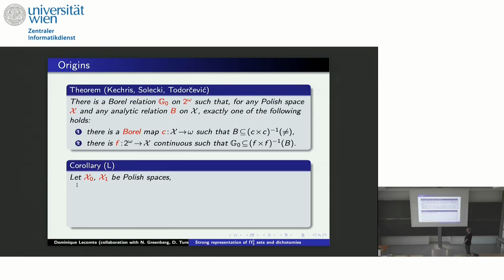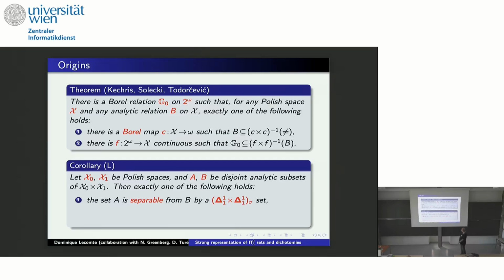Shortly after that, I proved a consequence of this, characterizing when two disjoint analytic sets can be separated by a countable union of Borel rectangles, or equivalently what we call a potentially open set. This time you have two Polish spaces, and A and B are disjoint analytic subsets of the product. You have the following dichotomy. Either you can separate A from B by a countable union of Borel rectangles, or you can find two continuous maps from the Cantor space into X0, X1 respectively, such that the product map F times G sends G0 into B, but also the diagonal of the Cantor space, the set of alpha, alpha for alpha in the Cantor space, into A.